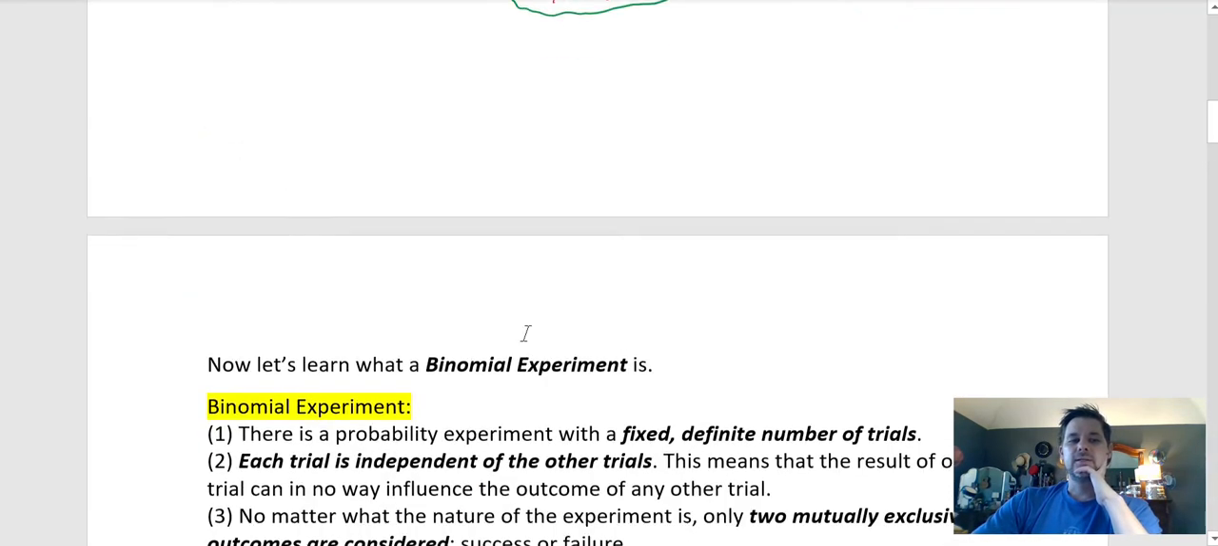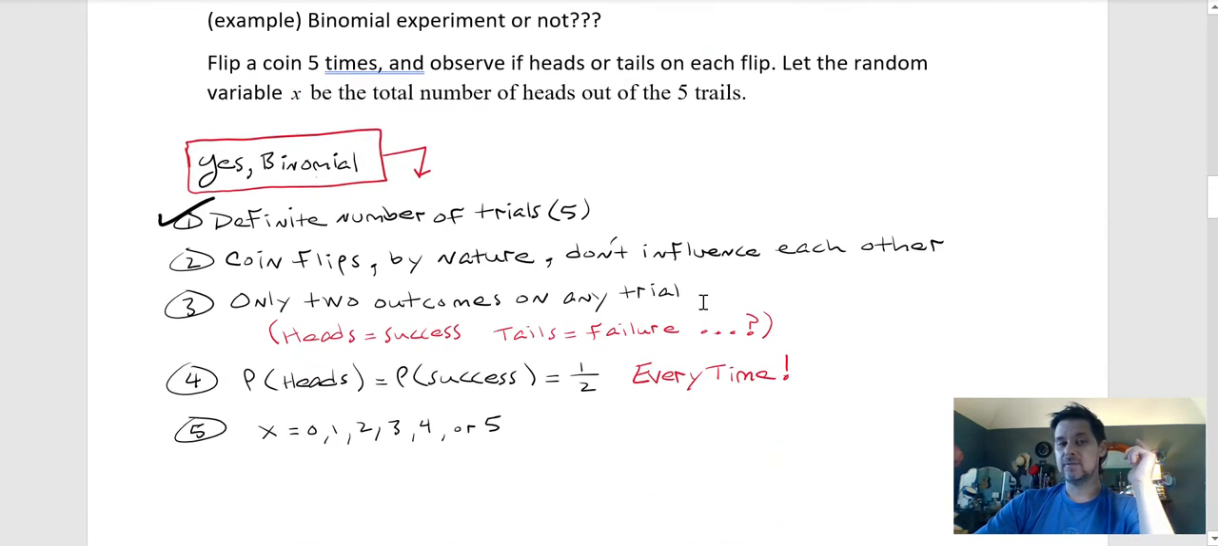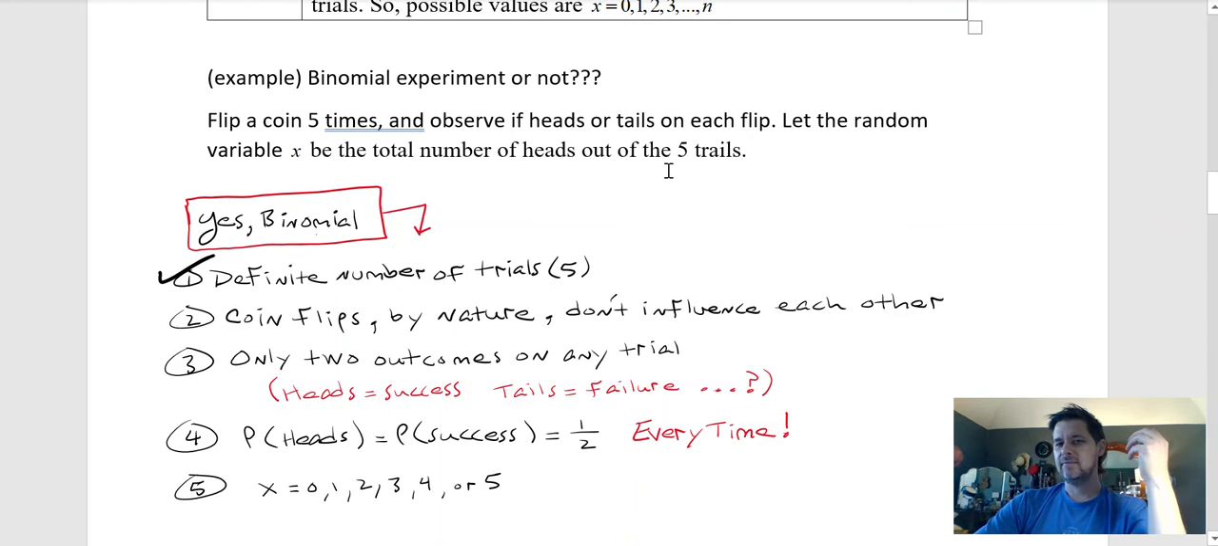What was the next thing? Is each trial independent of the other trials? If I'm going to flip this coin 5 times, and I'm going to notice if I get heads or tails each time, does the first flip have anything to do with the second or the third? And does the second have anything to do with the third or the fourth? Or do any of them have anything to do with any of the others? No, coin flips by nature don't influence each other. So yes, all the trials are independent.